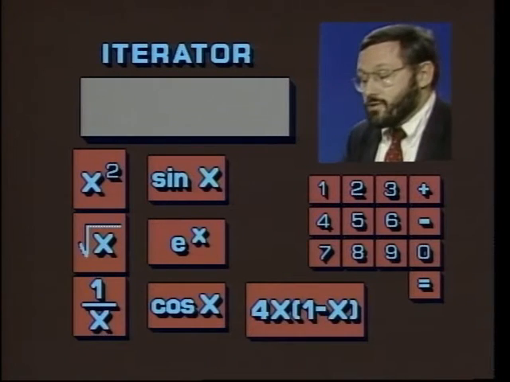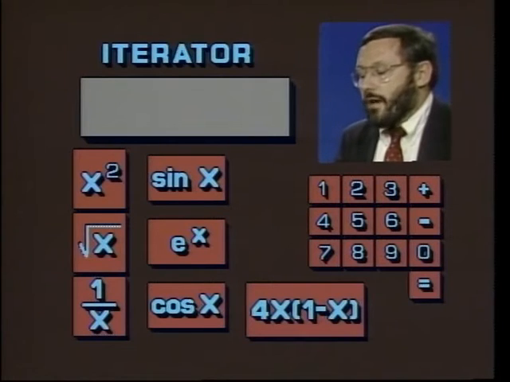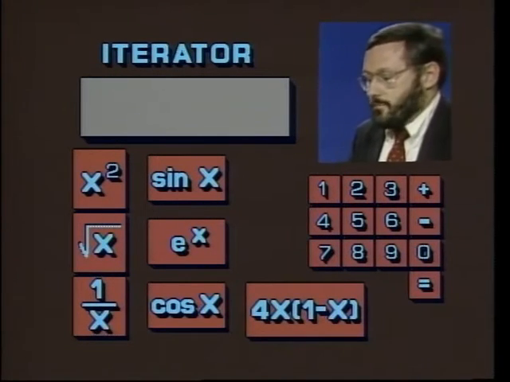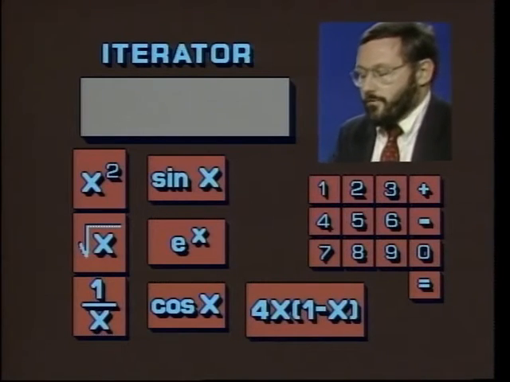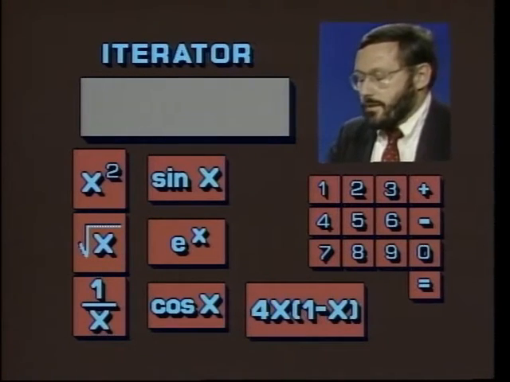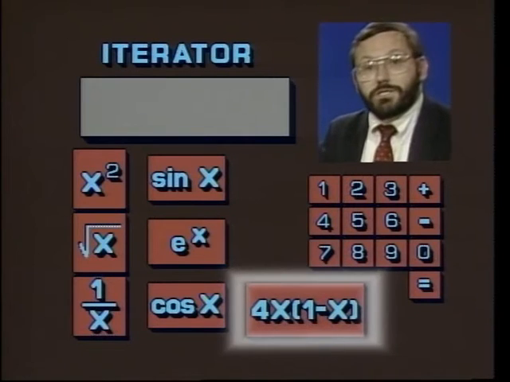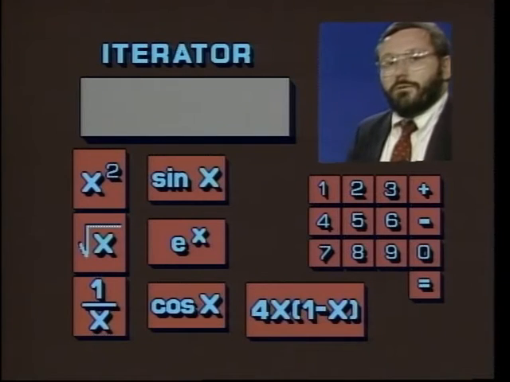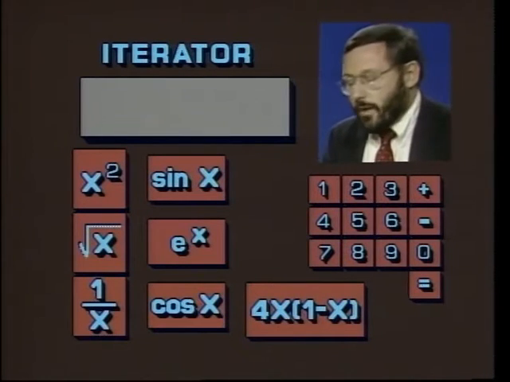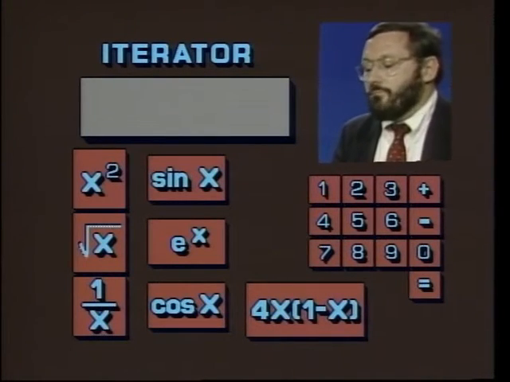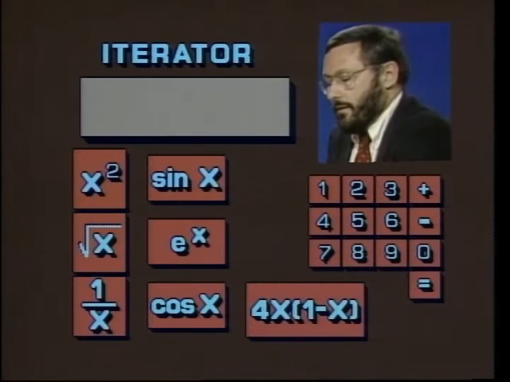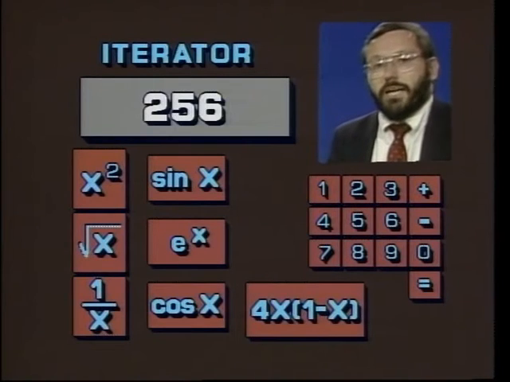An iterator comes with a bunch of numbers that you can input together with a bunch of functions which you can iterate. This iterator comes with the standard functions, x squared, square root of x, 1 over x, etc., and also with a quadratic function. So this is a fairly special iterator. How does one do the process of iteration? Well, with that square root example, let's start by inputting the favorite number into the calculator. For example, we might input 256.